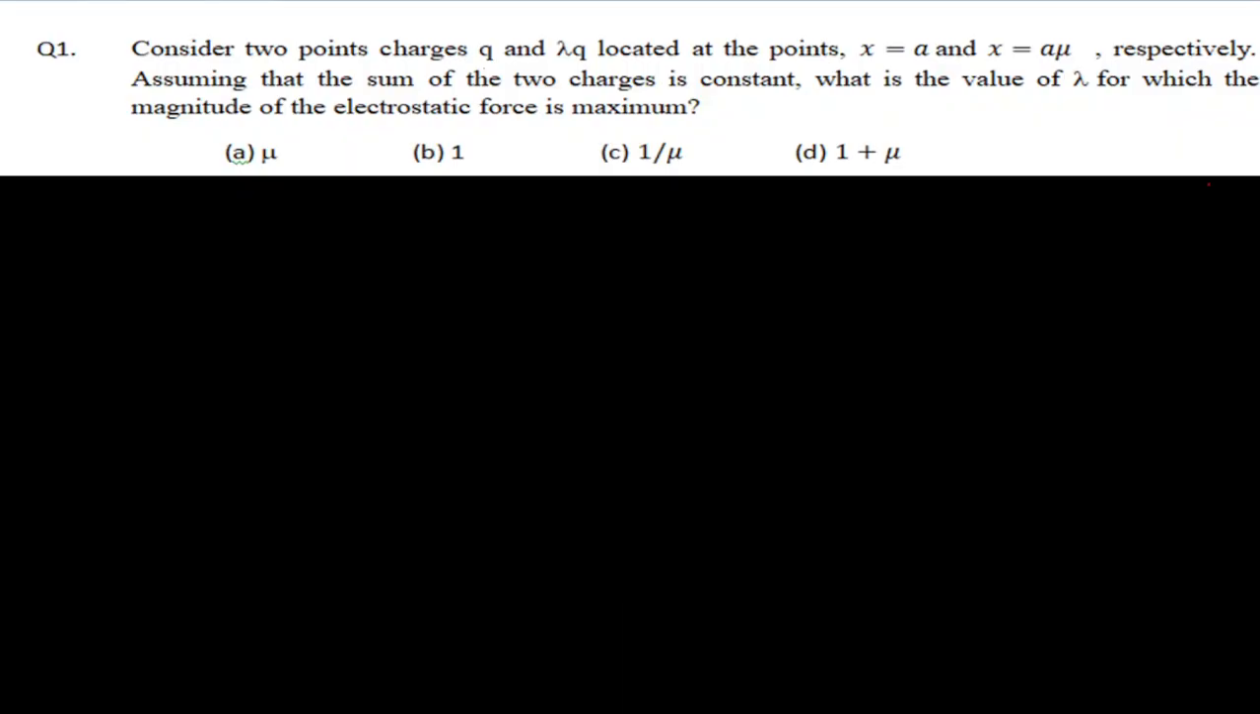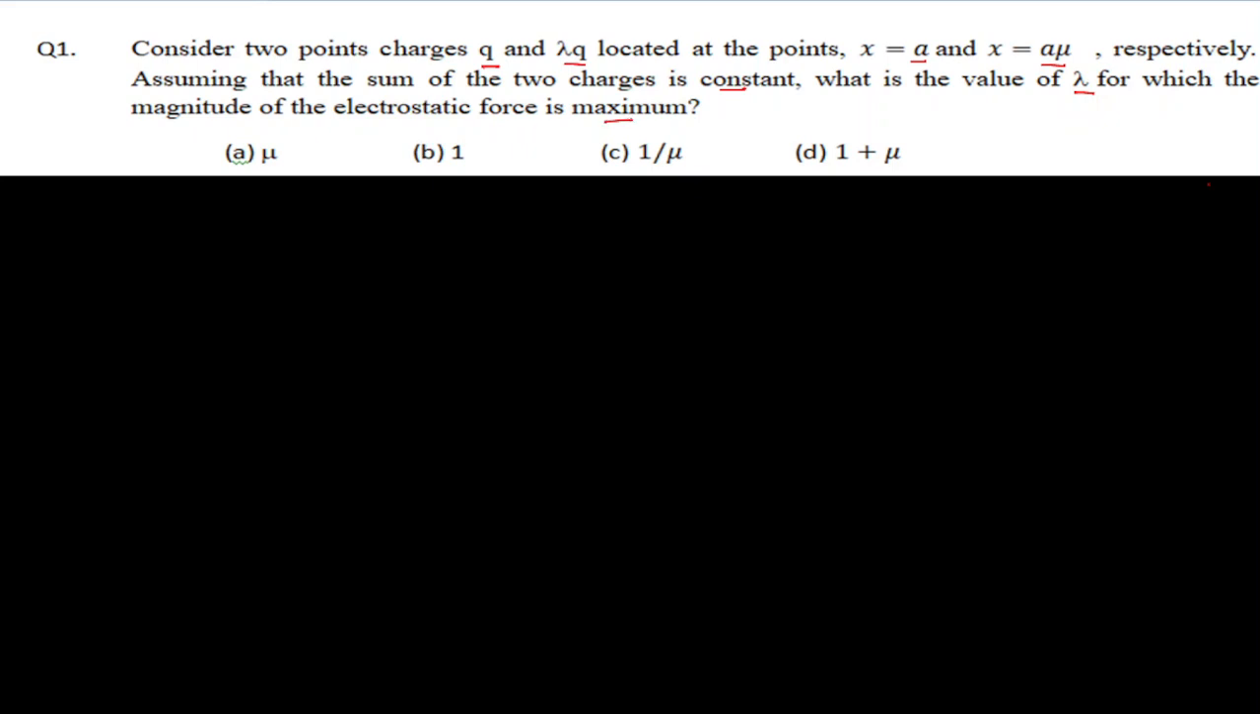So this is question number 1. Let's see what we have to solve. It is written in the question: consider 2 point charges q and lambda q located at points x equals a and x equals mu times a respectively. Assuming that the sum of the two charges is constant, what is the value of lambda for which the electrostatic force is maximum?